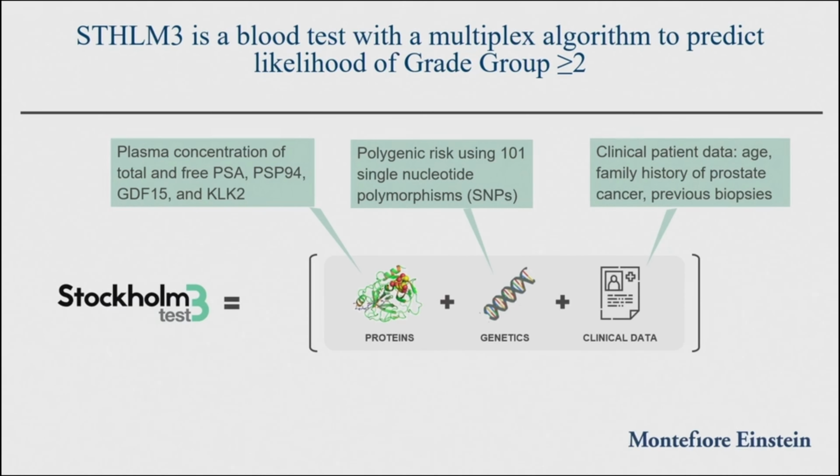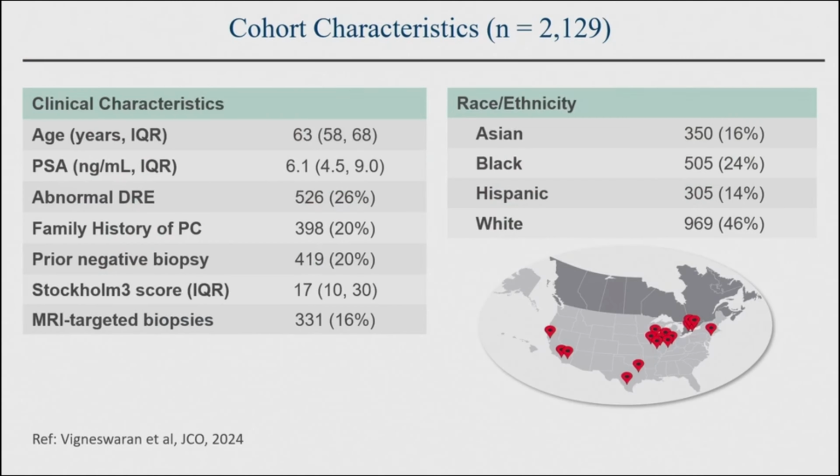So this is just some looking ahead at future directions. You've heard about the Stockholm 3 test earlier. A couple of our faculty mentioned this. This is a blood-based test, but it's really an algorithm to predict the likelihood of grade group 2 or higher. So it's a combination of these plasma factors in addition to this polygenic risk, which is comprised of a number of SNPs, as well as patient clinical data.